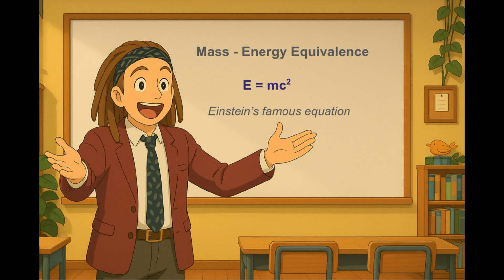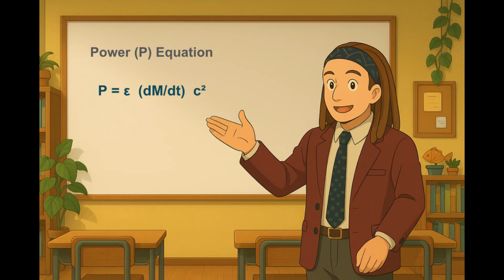The fundamental principle we'll use is Albert Einstein's famous mass-energy equivalence, E = mc². This equation tells us that mass and energy are interchangeable. A small amount of mass can be converted into a tremendous amount of energy. When we talk about power, we're talking about energy released per unit time. So the power output, P, is essentially the rate at which energy is generated.